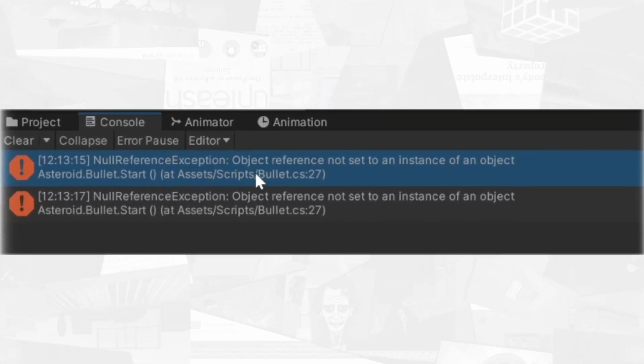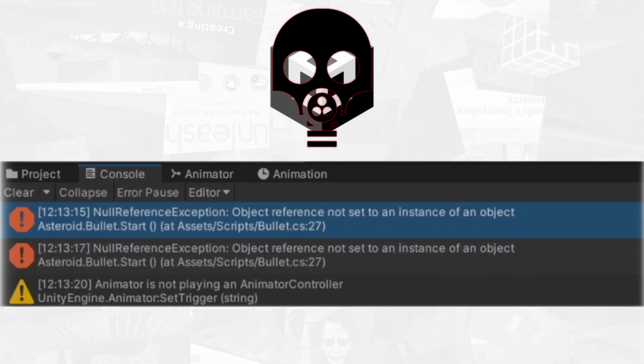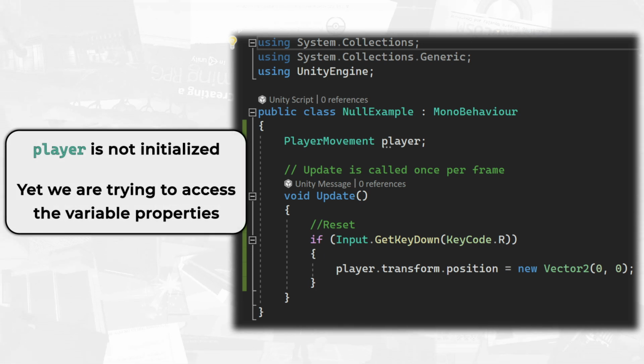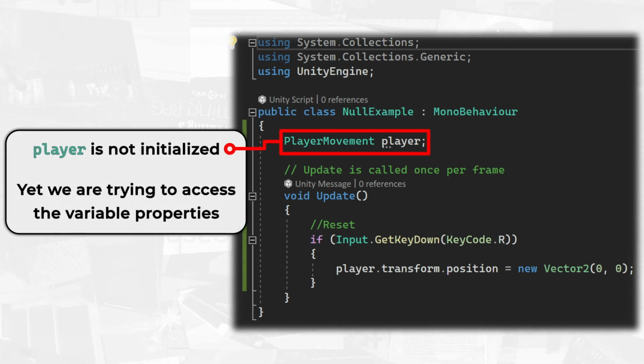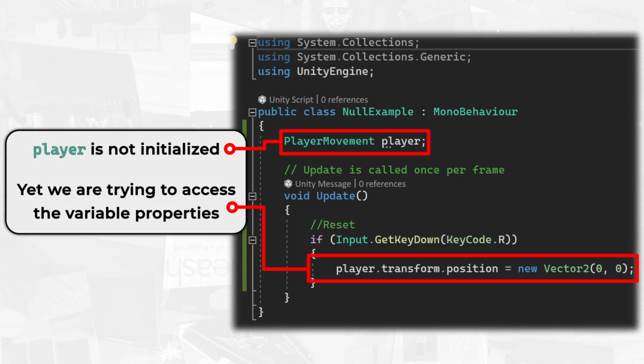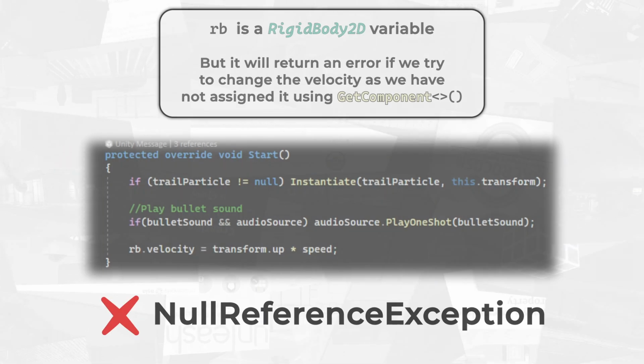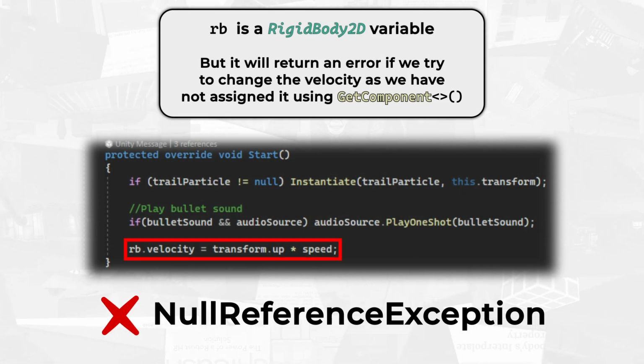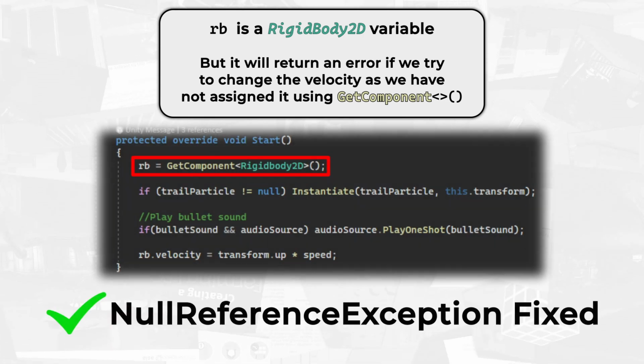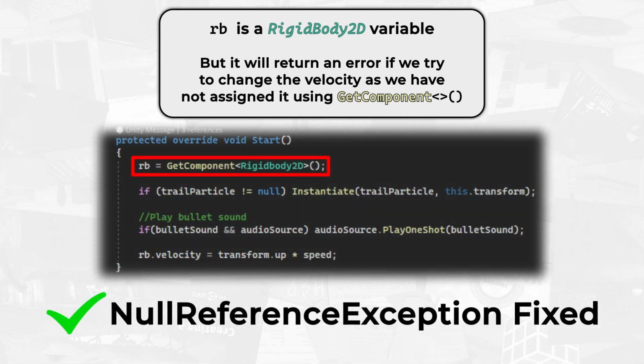Null reference exception errors. An issue that commonly frustrates beginner Unity developers. Null reference exceptions happen when you try to access a property or method of a null variable. They commonly occur when you forget to assign or initialize a variable, such as in this example here, where rb.velocity is used even though the rb variable is never initialized.